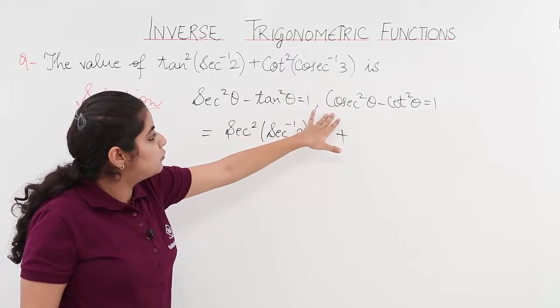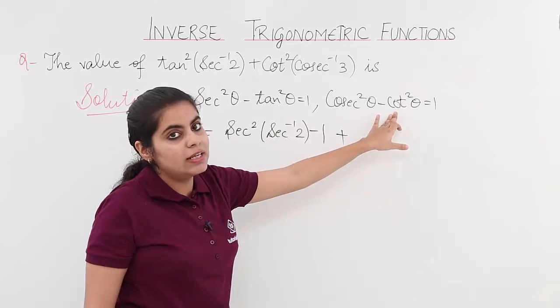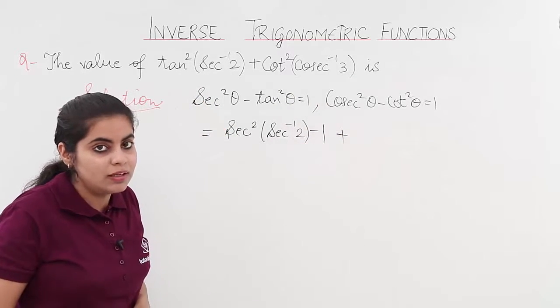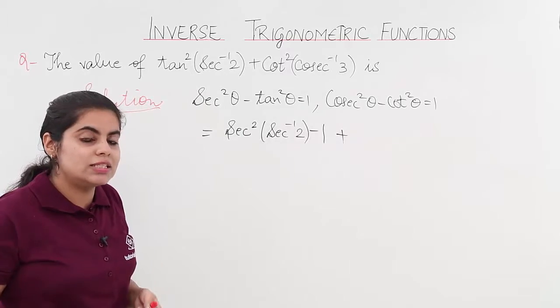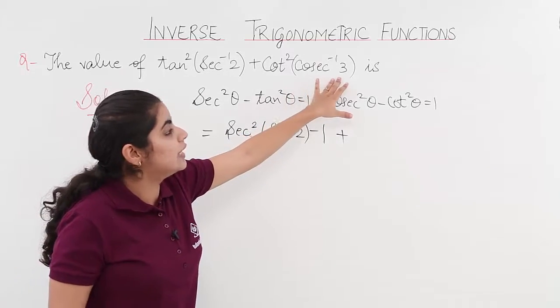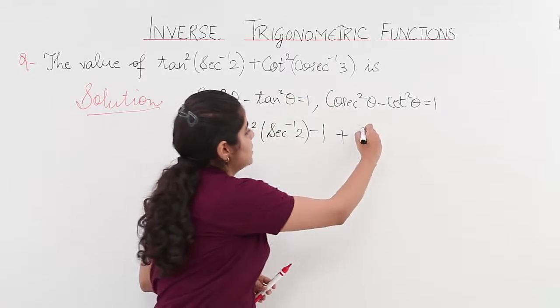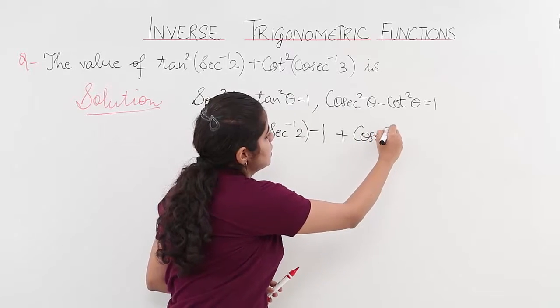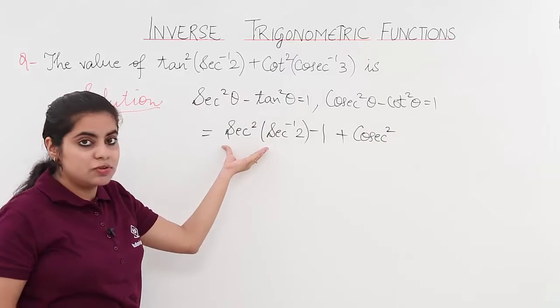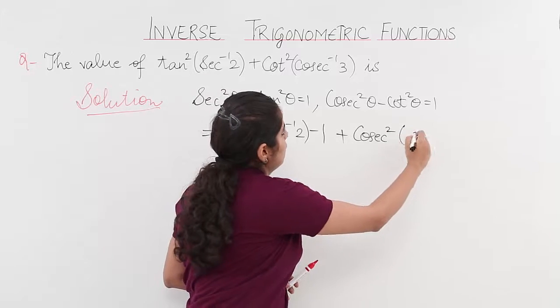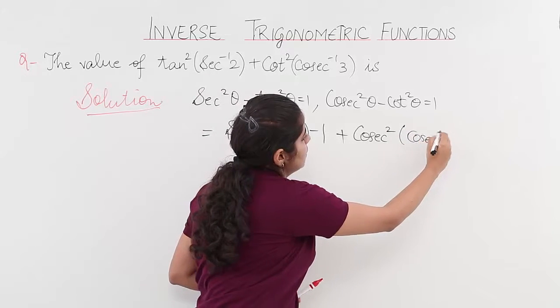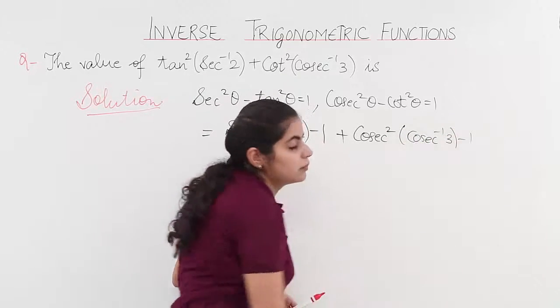Again, in the formula, what is the value of cot square? It is cosecant square minus 1, and cosecant square theta, theta is what? It is cosecant inverse 3. So let's write it, cosecant square, just as we did here for secant square, cosecant inverse 3 minus 1.